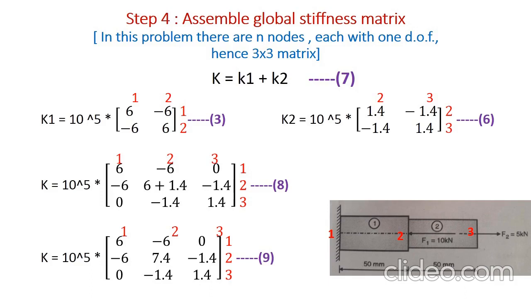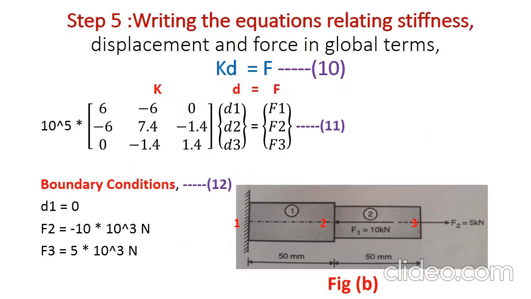Only what will happen, in equation number 3 there is also 2 2, as well as in equation number 6 there is also 2 2. In equation number 3 at 2 2 there is 6, while in equation number 6 at 2 2 there is 1.4. That's why in equation number 8 we will make 6 plus 1.4 and we will get the global stiffness matrix. Equation number 9 represents the global stiffness matrix, which is the addition of the elemental stiffness matrices.